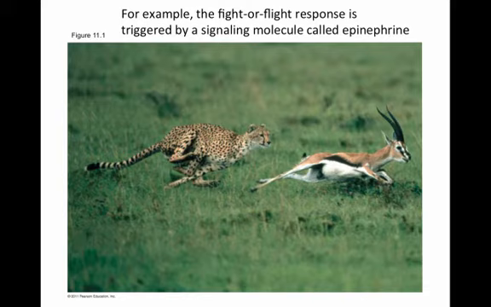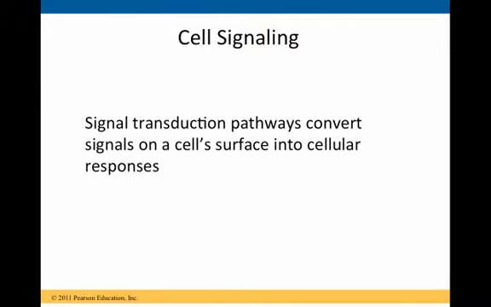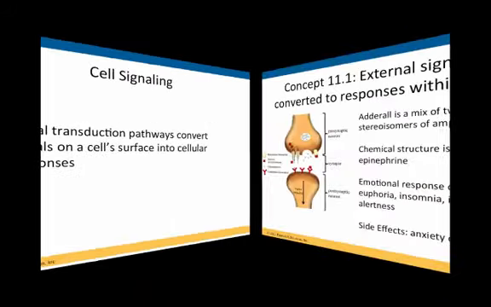For example, the fight or flight response is triggered by a signaling molecule called epinephrine. So imagine how this animal feels when he is being chased by this predator. There's a lot of signaling that's going on in his body. Epinephrine, sometimes called adrenaline, will bind to its receptor and it will transduce a signal throughout the cell. And the response will be the production of glucose from glycogen in the muscle tissues of this animal so that it can move as fast as necessary. So signal transduction pathways convert signals on the cell surface into cellular responses.